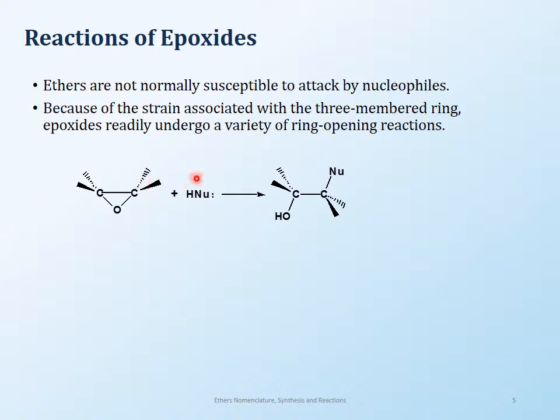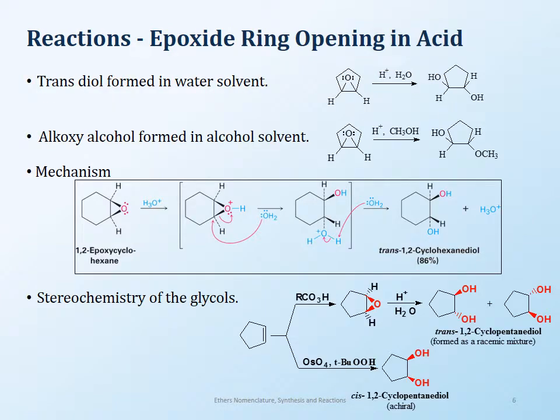So because it's an SN2 reaction, the product that you end up getting is going to be trans, or anti, as we say, which means they're opposite from each other because the nucleophile attacked from behind, from the opposite side. So the first ring opening that I want to look at is the one in an acidic medium, and you were using water as a solvent.